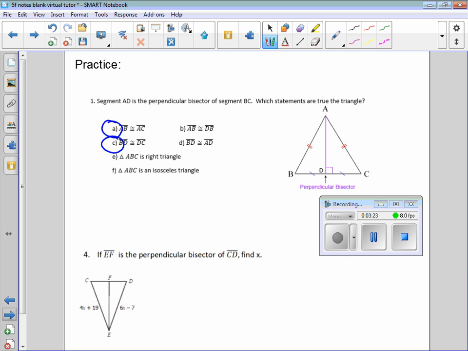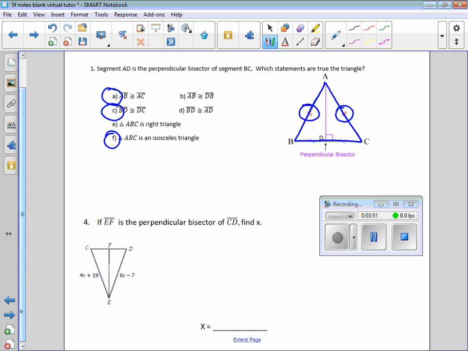F says that triangle ABC is an isosceles triangle. Well, the definition of an isosceles triangle is that you have to have 2 congruent sides. In looking at triangle ABC, we have AB congruent to AC. So we have 2 congruent sides. So we can say that triangle ABC is an isosceles triangle.